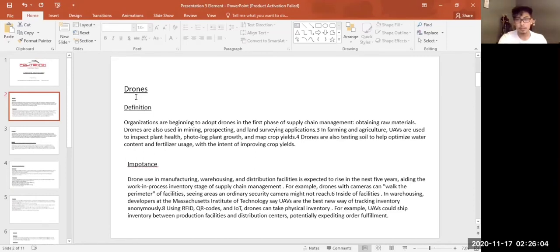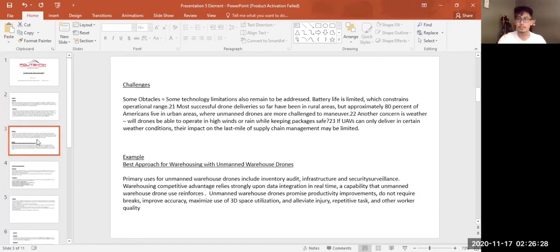In warehousing, developers are measuring the best way of tracking inventory autonomously. RFID, QR codes, and the like. Drones taking physical inventory, for example, could ship inventory between production facilities and distribution centers.